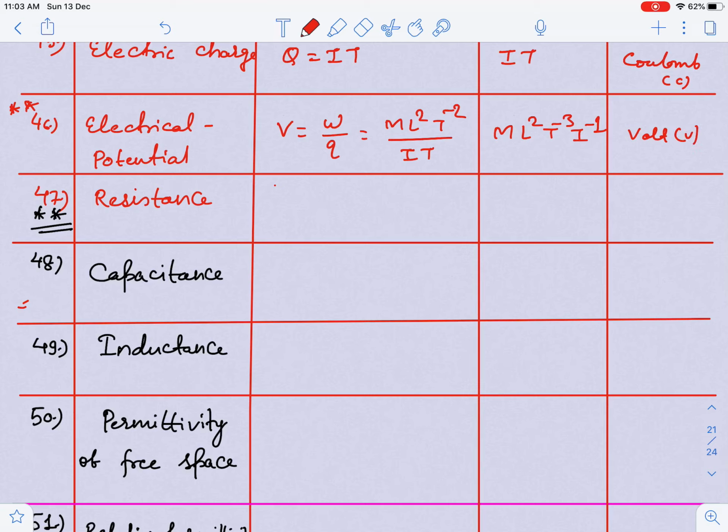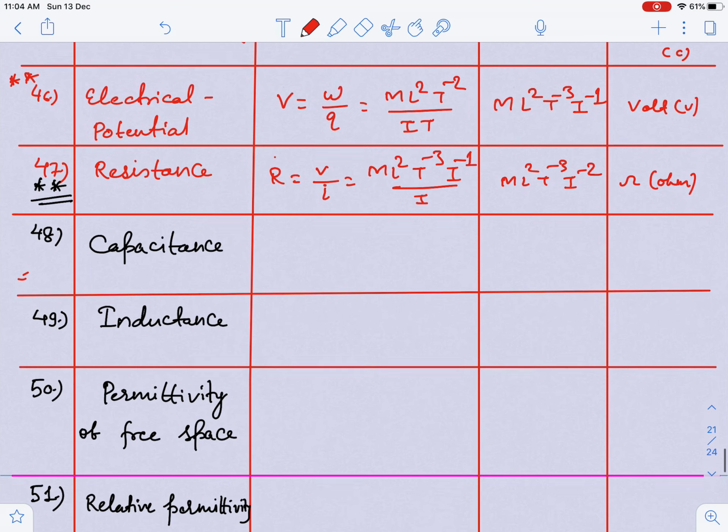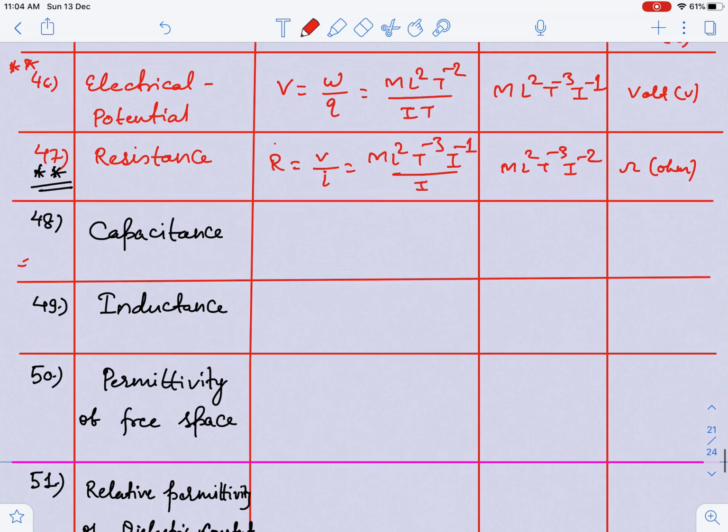Next, resistance. Resistance can be written as V by I, guys. So V, you already know, the potential which we have calculated above, ML²T⁻³I⁻¹ divided by I. So this is ML²T⁻³I⁻². This is the question of one of my students, so that's why I have just written double star to this question, so he will easily interpret these things. Unit is ohm. Omega, a Greek letter, it is denoted by.